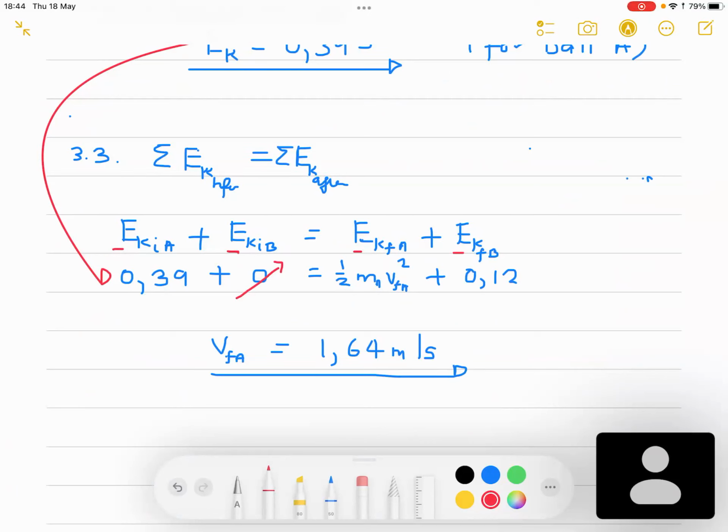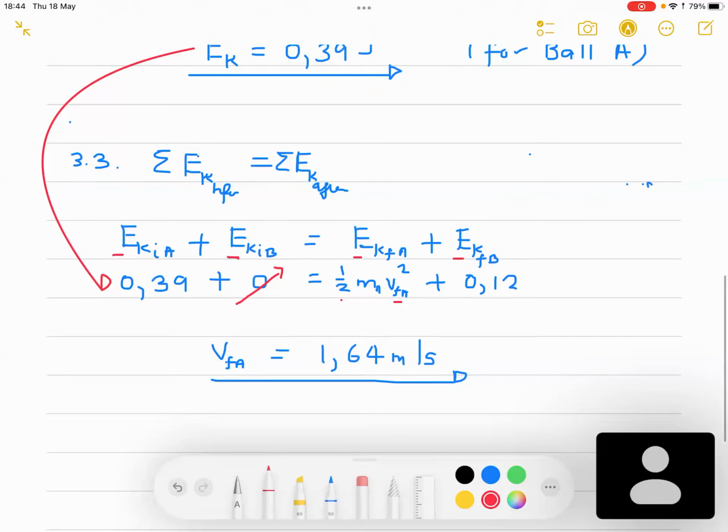Then what is the final kinetic energy of A just after the collision? We don't know what it is, so we write it as a half mv squared, a half m_A v_A squared. And this is what we're trying to find, the final speed. Plus the final kinetic energy of B.